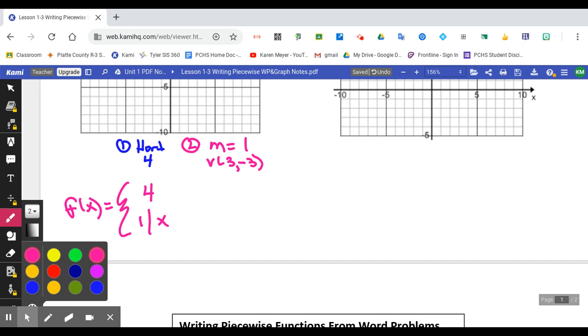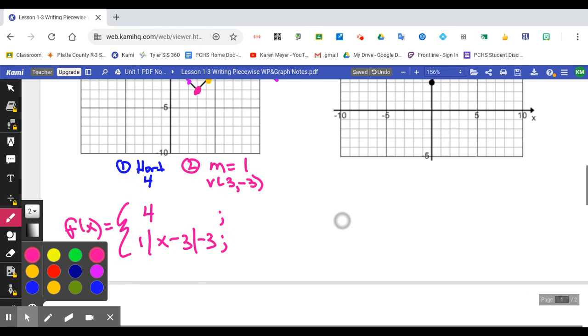And x, now the x number in the vertex is 3, but remember you have to write it as the opposite. So write it as -3 inside the absolute value. And then the y number, that one stays exactly the same. So -3. So now for my restriction.